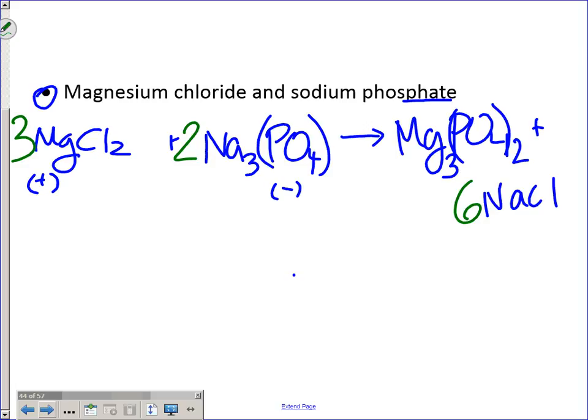Think of phosphate as a happy family. There are 2 phosphates there, there are 2 phosphates here. We are good. All right, step 1 was to balance. Step 2 is to do what?